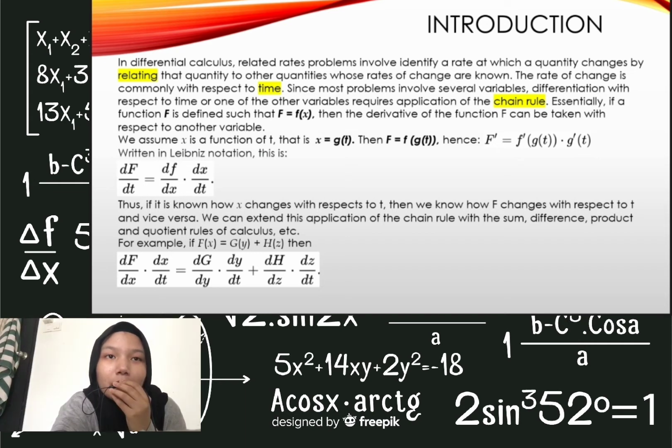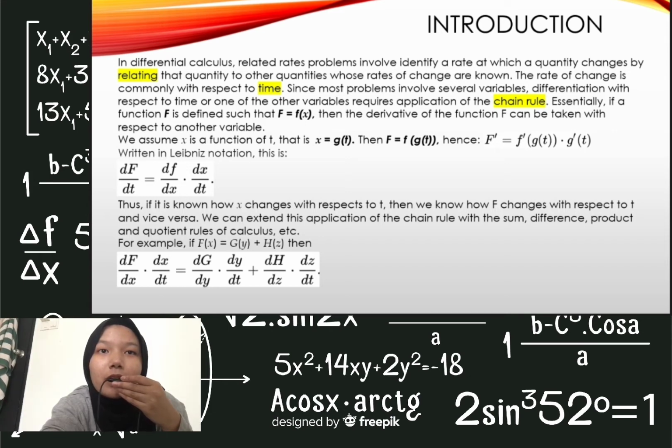We assume x is a function of t, that is, x equals g of t. Then capital F equals f of g of t. Hence, capital F prime equals f prime of g of t multiplied by g prime of t. Written in Leibniz notation, this is dF over dt equals df over dx multiplied by dx over dt. Thus, if it is known how x changes with respect to t, then we know how f changes with respect to t and vice versa.